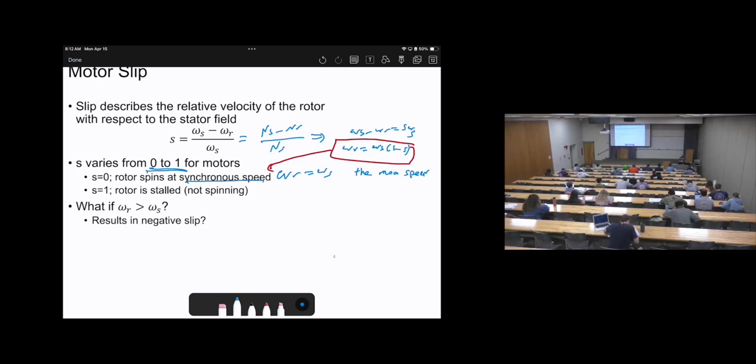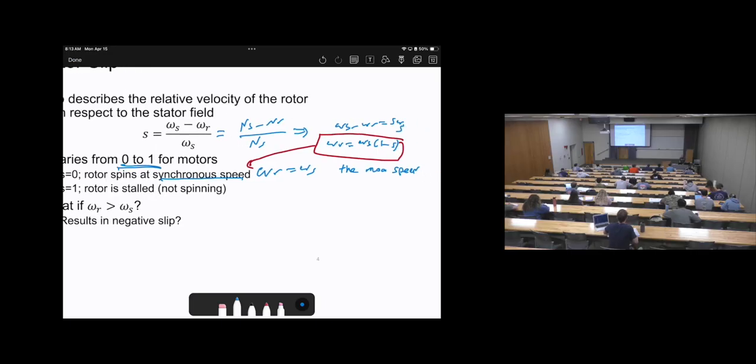So we can say, when omega R equals omega S, the induction motor can be considered to have a synchronous working principle, very similar to the synchronous. Now, if S equals 1, according to this equation, 1 minus 1 is 0, 0 times omega S is 0, so omega R will be 0. This means it's not spinning, or in other words, we call it stalled. Okay? So since it is a ratio, the slip must be between 0 and 1.